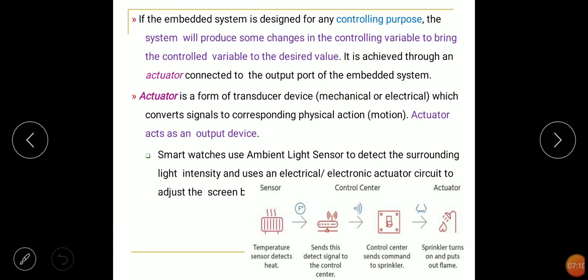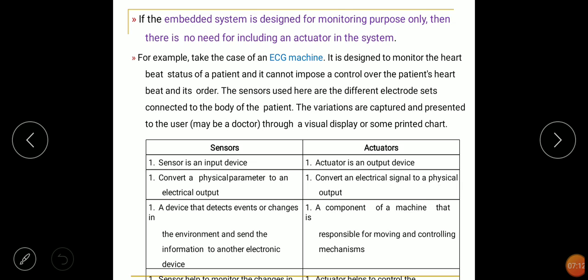Okay, next, if the embedded system is designed for monitoring purpose only, so I told you, if it does not require controlling, or if you need monitoring only, then there is no need of an actuator in the system. What is the example? The example is the ECG machine. The ECG machine only monitors the heartbeat of the patient.